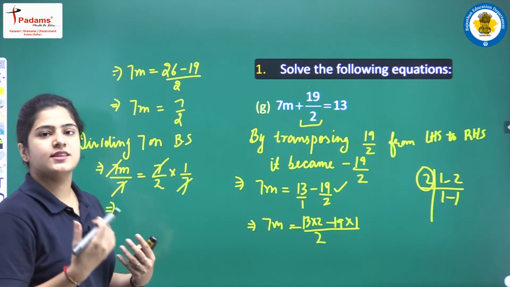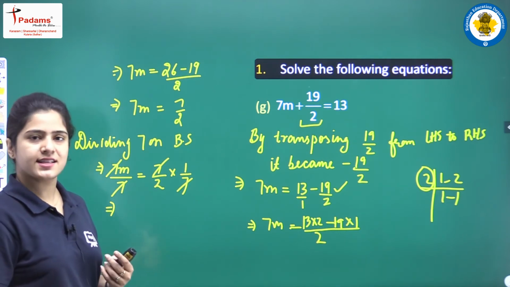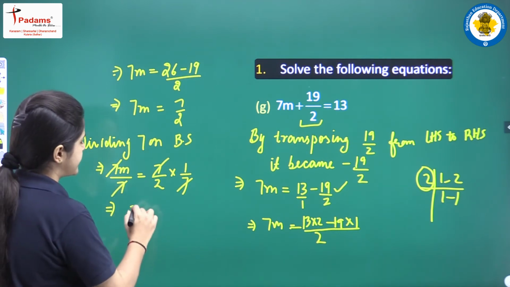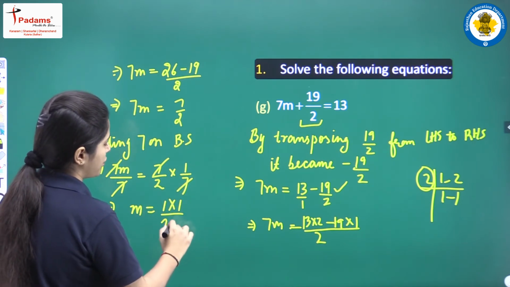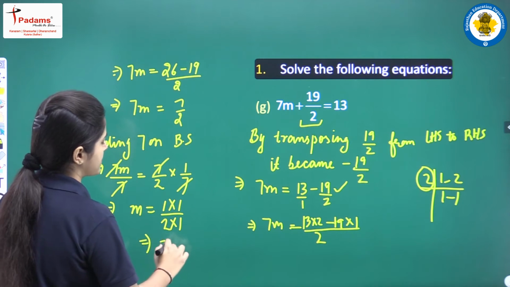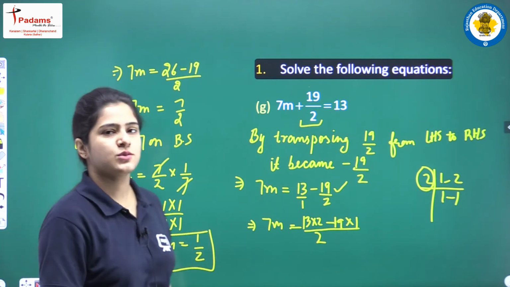As one is in the numerator, another one is in the denominator, and these two things can cancel out each other. Okay. So what is left? M is left, and this is equals to 1 into 1 upon 2 into 1. That is equals to m is equals to 1 upon 2. This is your answer.